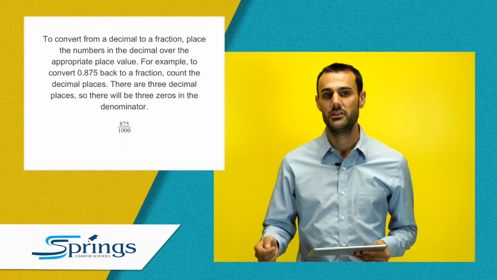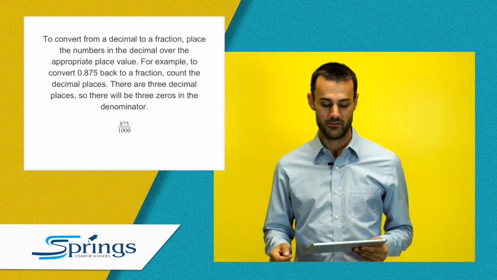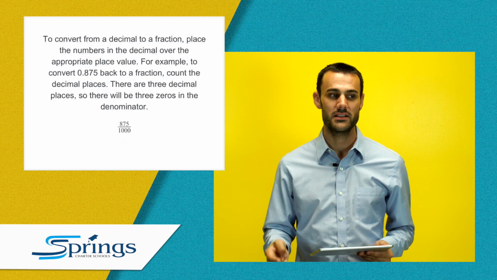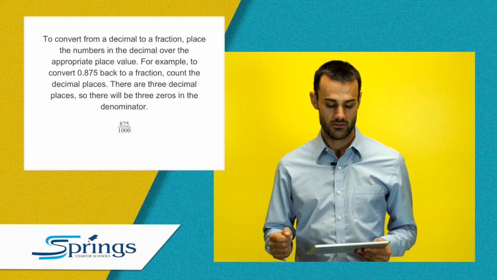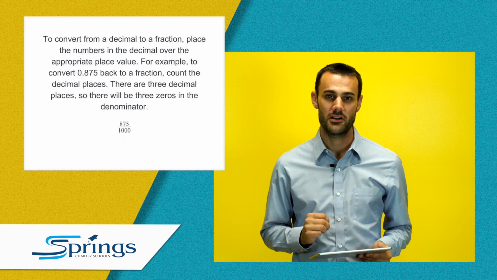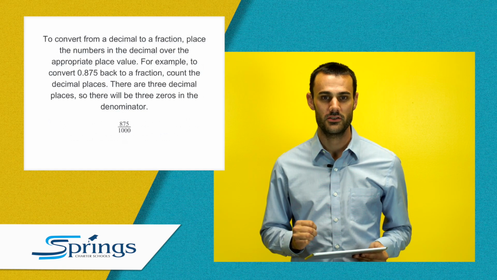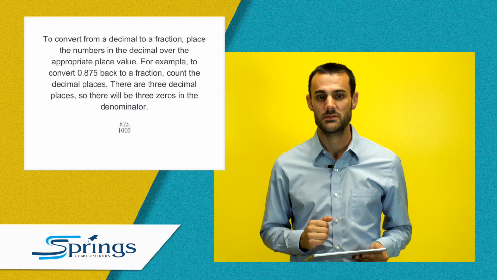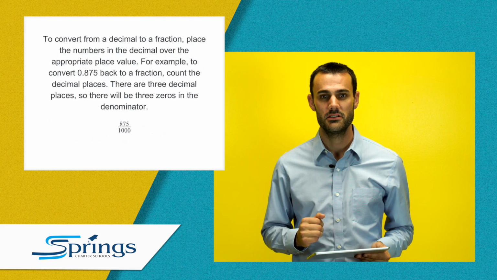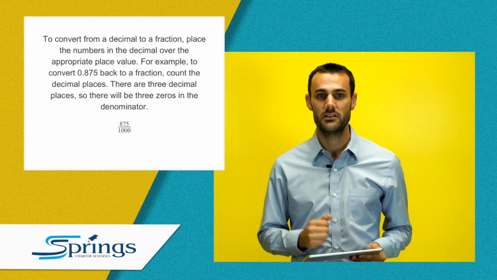For example, converting 0.875, we see that there are 3 spots after the decimal, and so we have to have 3 zeros in our new denominator. So now my new fraction is going to be 875 over 1,000. We have 3 places after our decimal, which means we have to have 3 zeros in our new denominator.